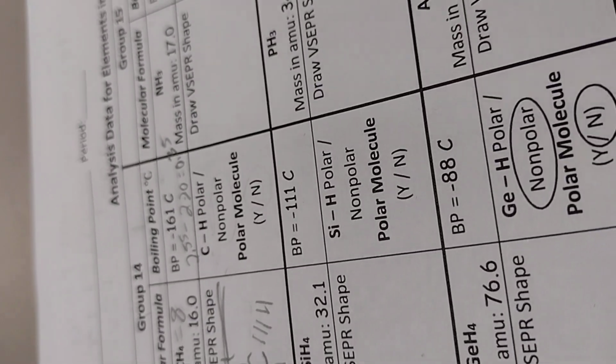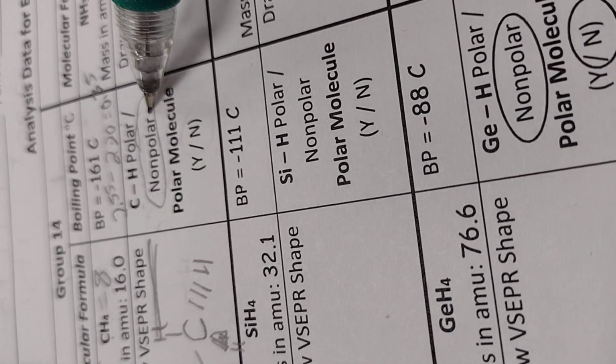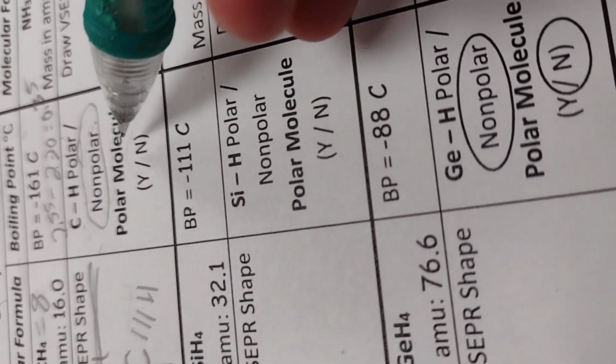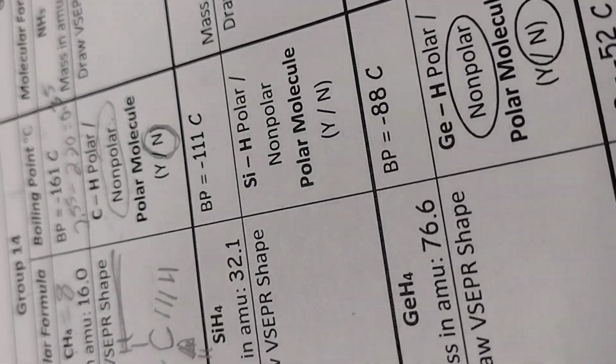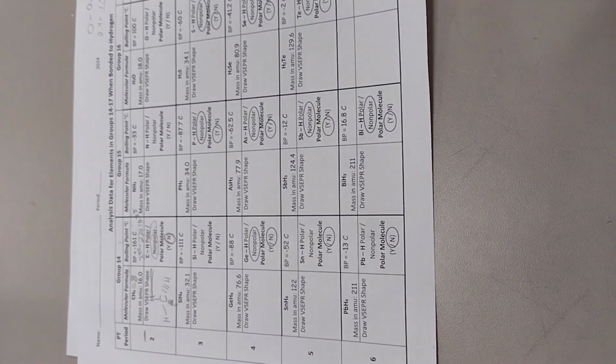Okay, so it's 0.35, so this bond is going to be nonpolar. If the bond is nonpolar, the molecule cannot be polar, so we're going to circle no. Okay, you're going to do that right there for each of these molecules in each of these boxes. You'll see for some of them the polarity is already done for you, so you'll just need to draw the shape. So when you get done with that, you're going to move on to this page.